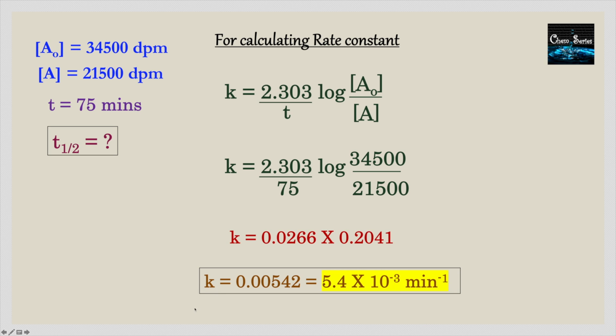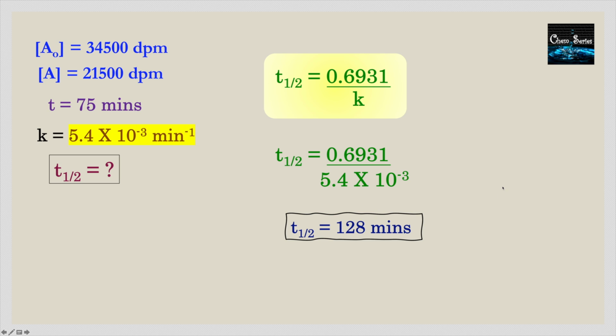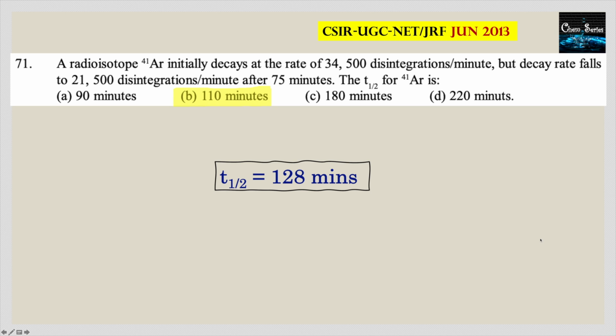So you have calculated the rate constant. From this you can employ it in the T half formula, right? So T half is equal to 0.6931 divided by 5.4 into 10 power minus 3. So your T half will be 128 minutes. And you see which is nearly equal to your correct answer. 128 minutes means option B. It is well and good nearly, right? So your T half for argon will be 110 minutes.